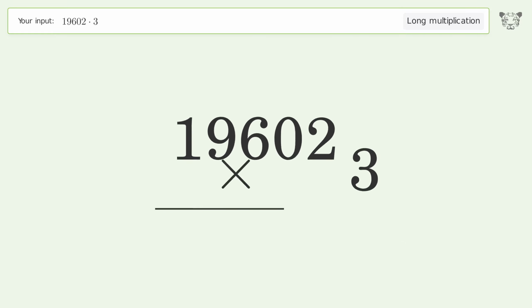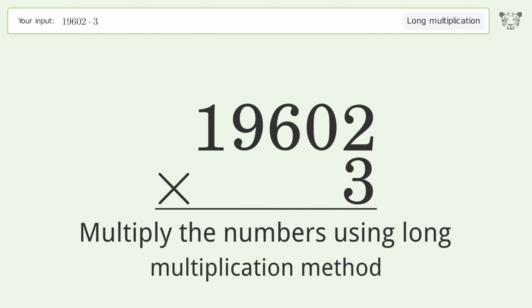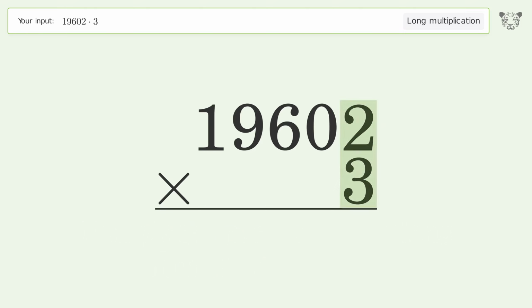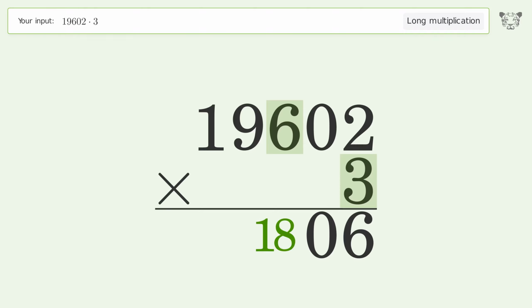Rewrite the numbers from top to bottom aligned to the right. Multiply the numbers using long multiplication method. 2 times 3 equals 6. 0 times 3 equals 0. 6 times 3 equals 18.